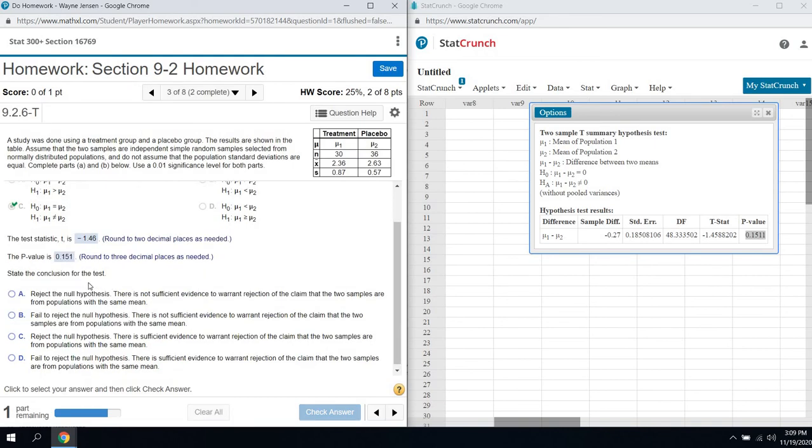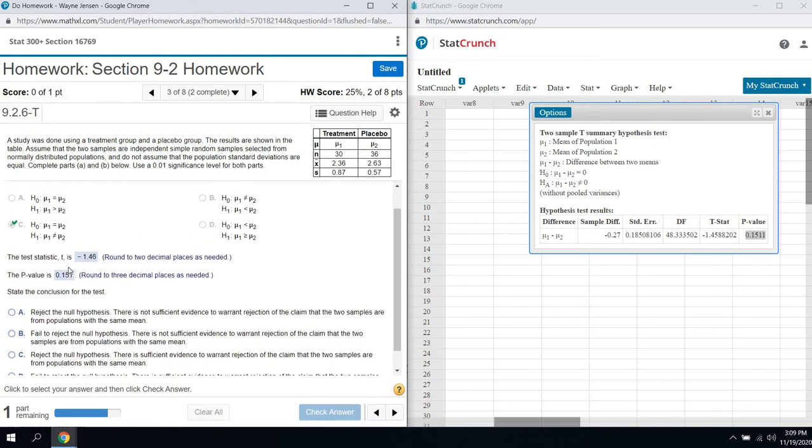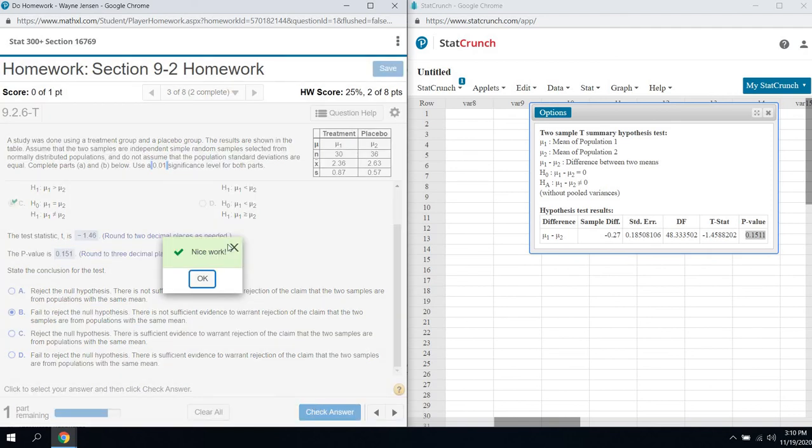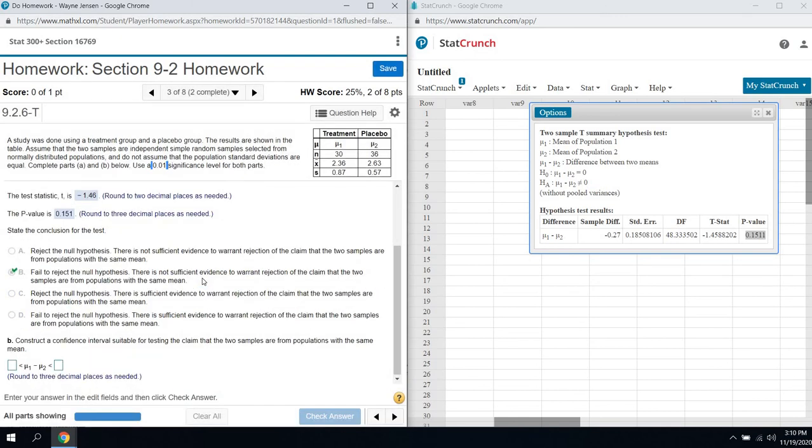And then what does that mean? So we got P being 0.15. I don't need to scroll down. A significance level of 0.01. Well, that's not less than it. So if the p-value is not less than the significance level, then you're going to fail to reject. So I'm looking for a fail to reject. And remember that fail to reject always means not sufficient data. So the only one that says fail to reject and not sufficient is the first option, but letter B.